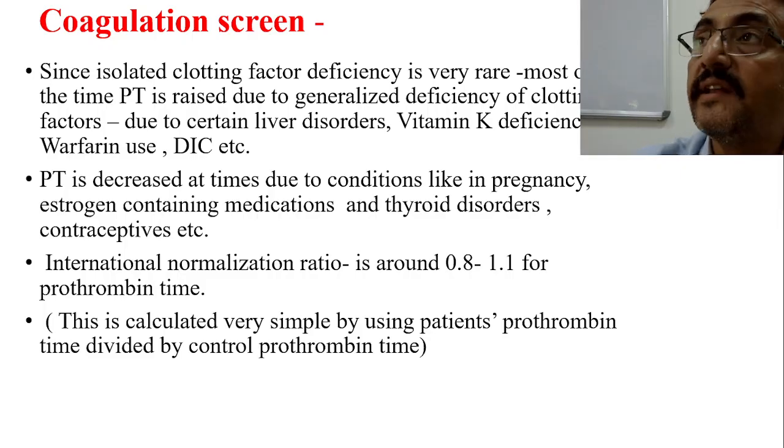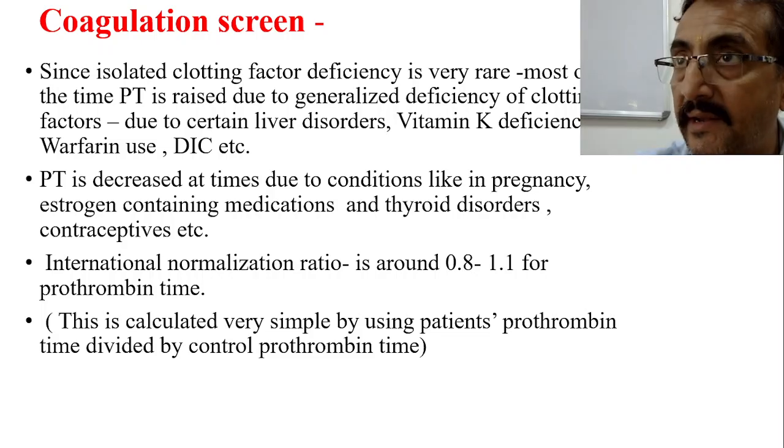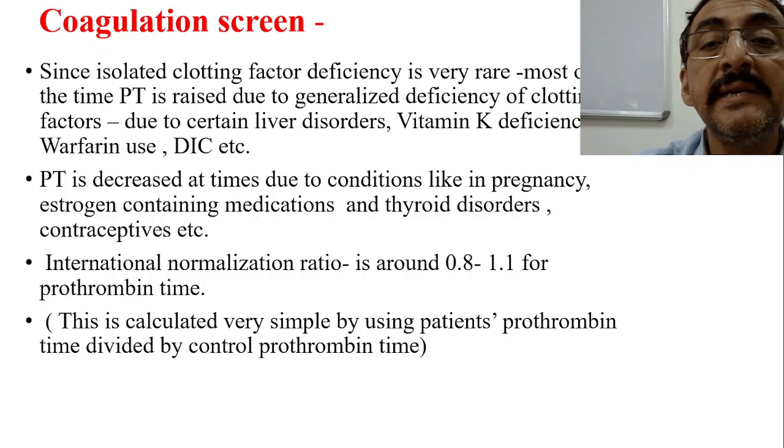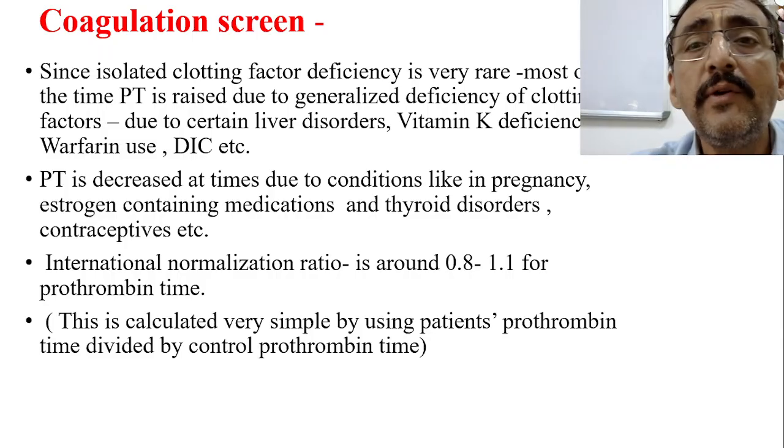Now PT can also be decreased below the normal. This is due to conditions like pregnancy, estrogen containing medications, some thyroid disorders, and use of contraceptives, etc. What is the normal value of the prothrombin time?